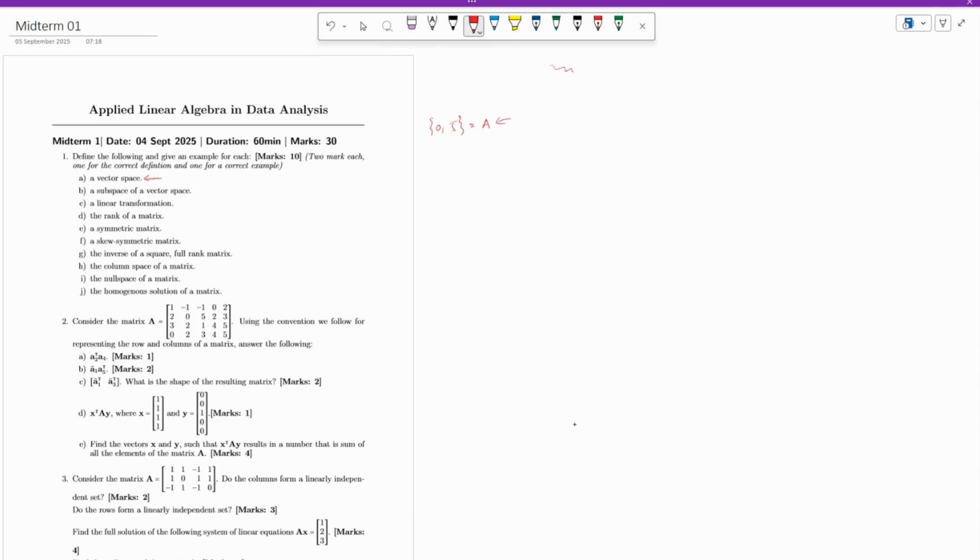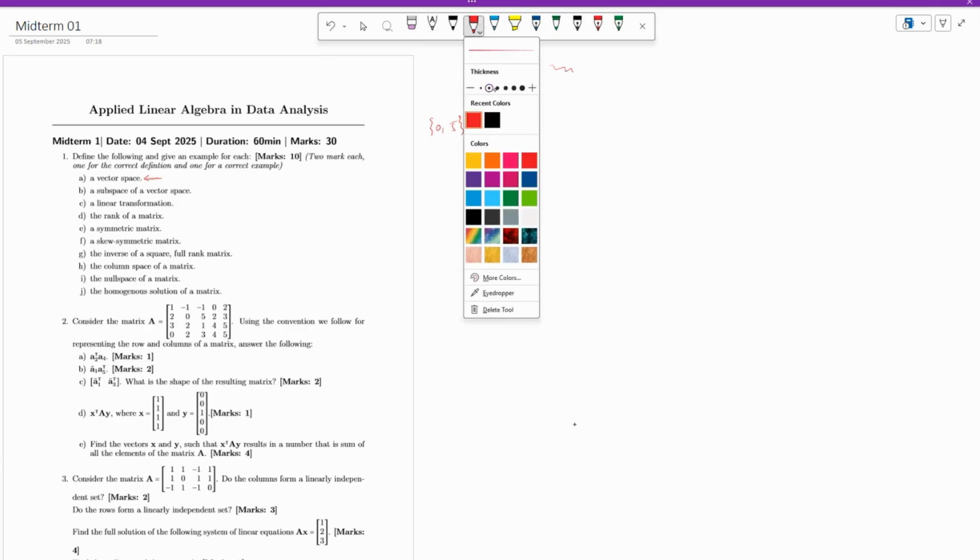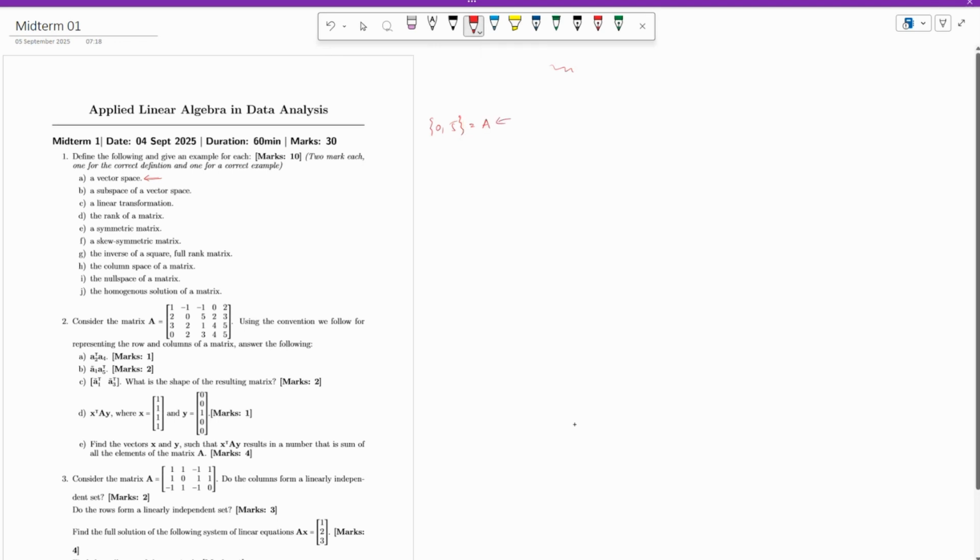Okay, is this closed under scalar multiplication? Huh? Yes. Okay, so how did you verify that it's yes? How do you verify it? So if I give you a set and I ask you to verify if it's closed under scalar multiplication, how would you verify it? Sorry? Multiply what by a scalar?